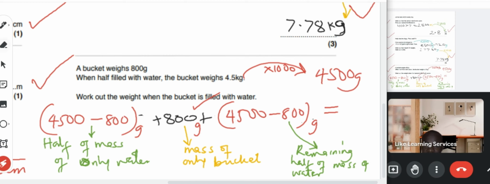Have you gotten the final answer? 8,200. You sure? 8,200 grams. You can change it to kilograms. That would be 8.2 kilograms, is it not? Which is divided by 1,000. I think that's clear. Any question on that?